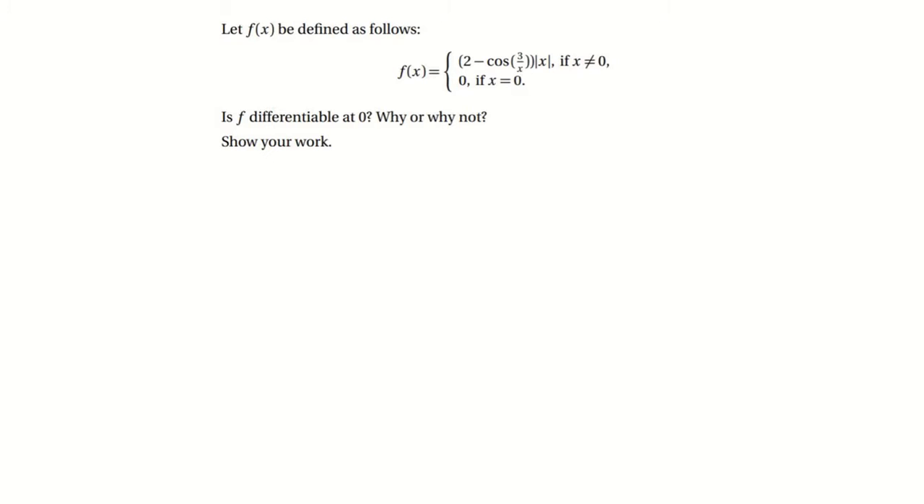Let f of x be defined as 2 minus cos of 3 over x times absolute value of x when x is not 0, and 0 if x is 0. We want to know, is f differentiable at 0, why or why not? And we'll show our work.